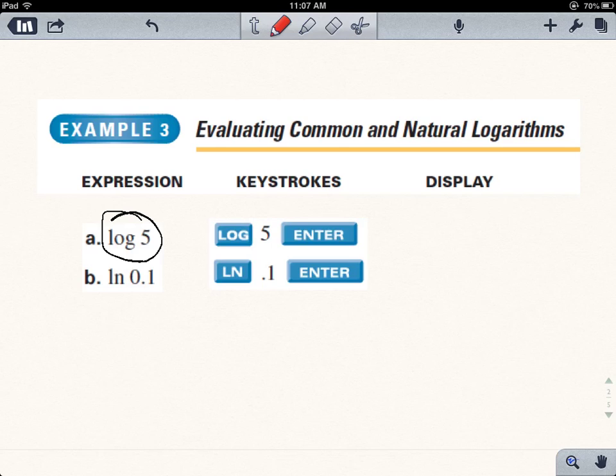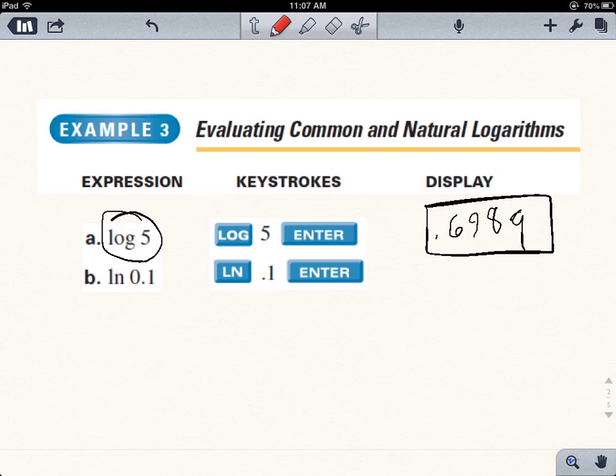Yep, there's 10. So that's why we assume if there's no base written, we always go with base 10, which is what your calculator does. So your log button on your calculator, which should be to the left of 7, is base 10. So I hit log 5, enter, and I get about 0.69889. Alright, there's our answer.